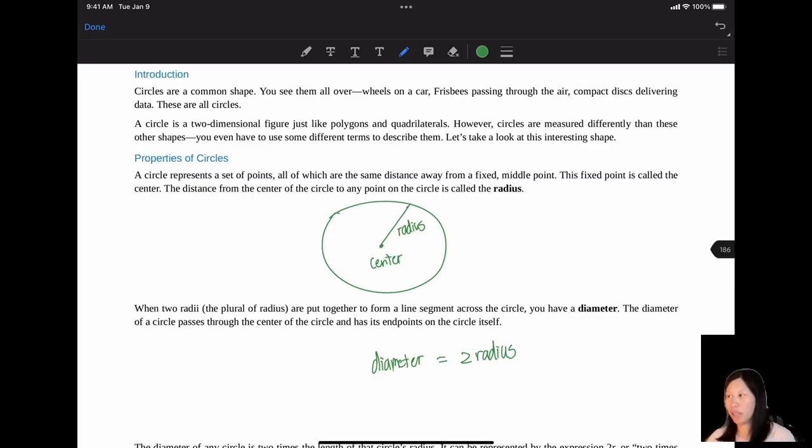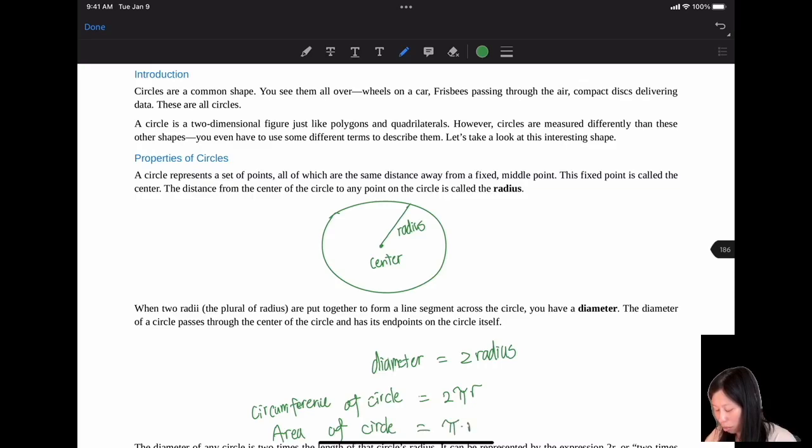So the circumference of a circle equals 2 times pi times r, and the area of a circle equals pi times r squared, where pi is approximately equal to 3.14.